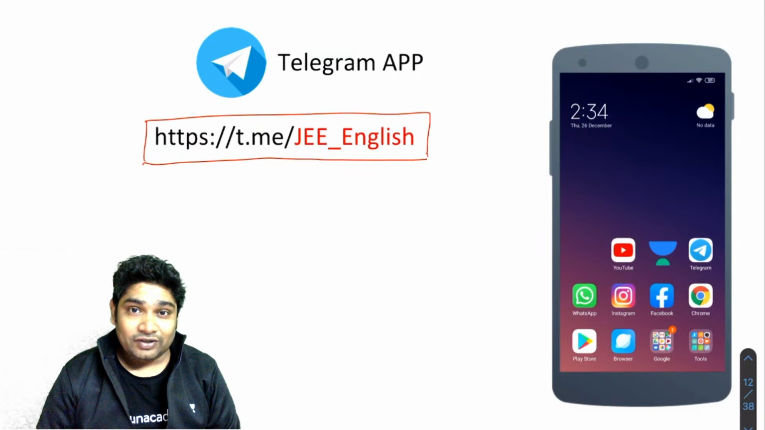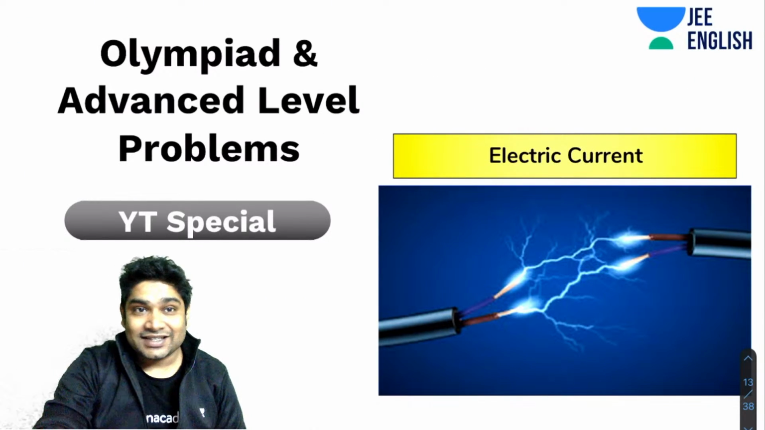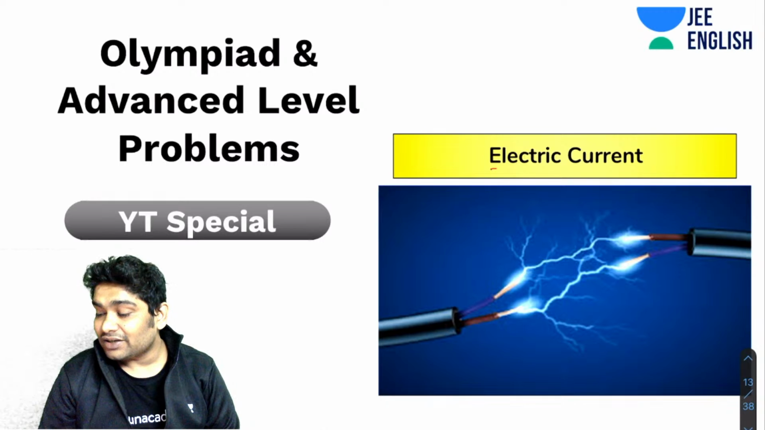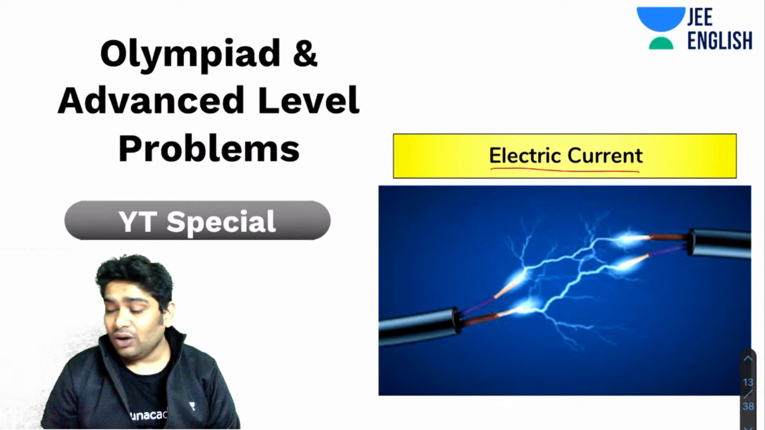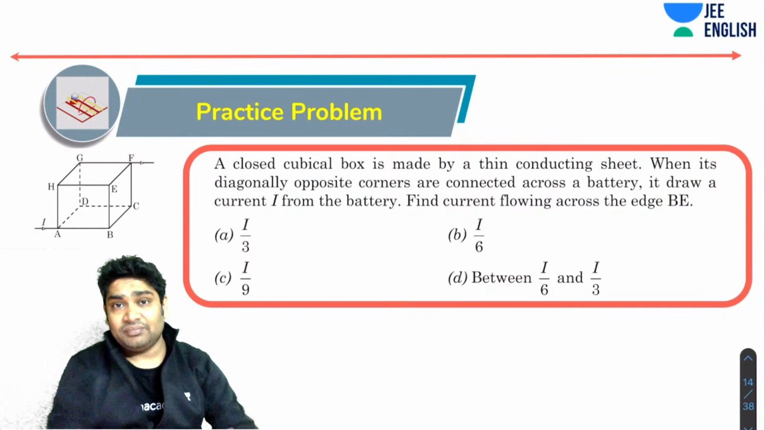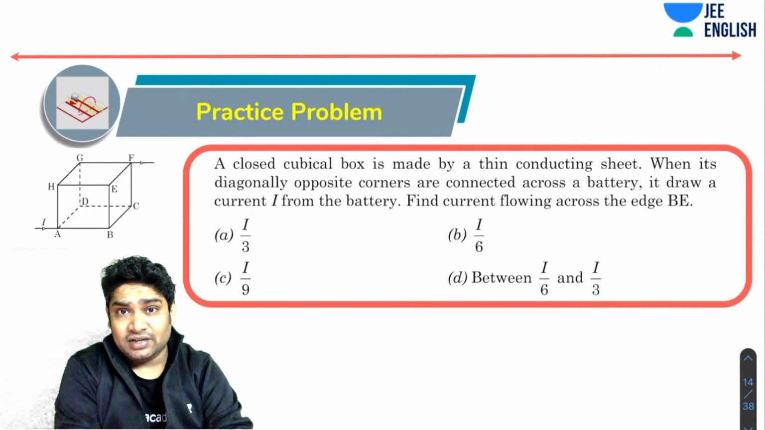So finally, let's get started with today's discussion of the Olympiad level problems. Today we'll be talking about problems from the chapter current electricity or electric current. So this is the first problem that I have for you. This is a very standard kind of situation. I'm sure you must have seen this.